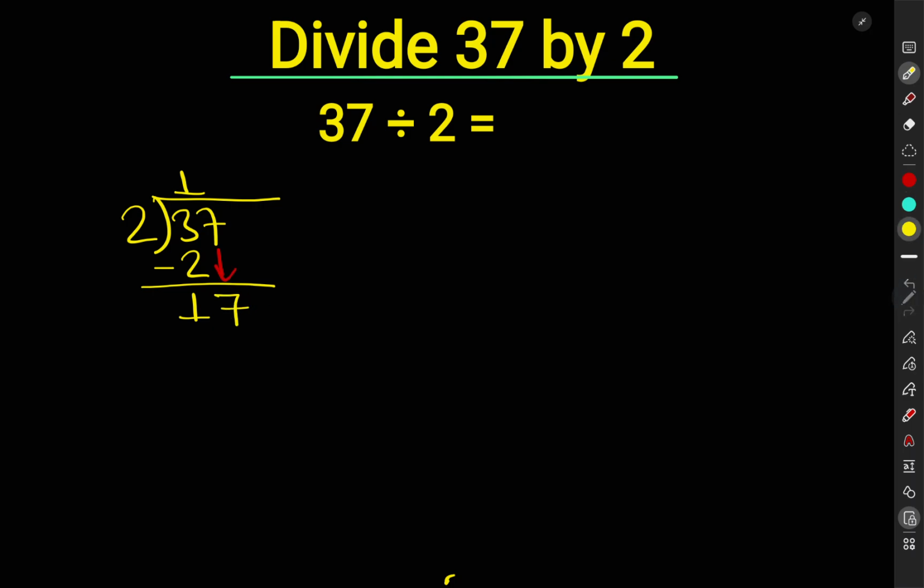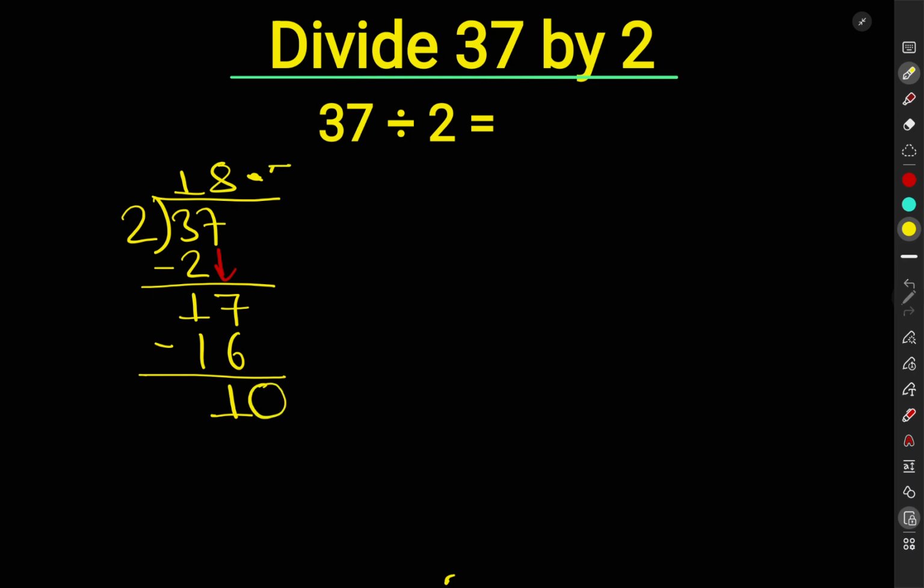So it is 2 times 8 means 16. On subtracting we get 1. So again this 1 is less than 2 and there is also no number beside. So we put here the decimal so that we can keep here 0.